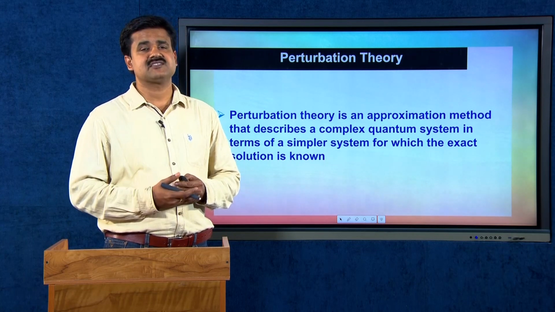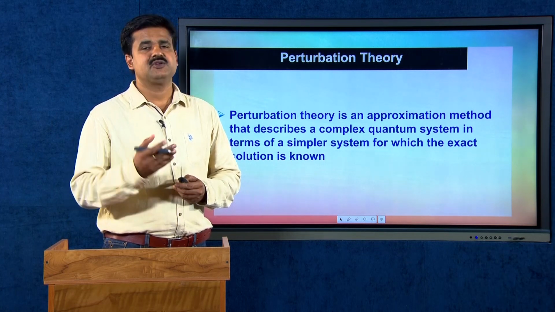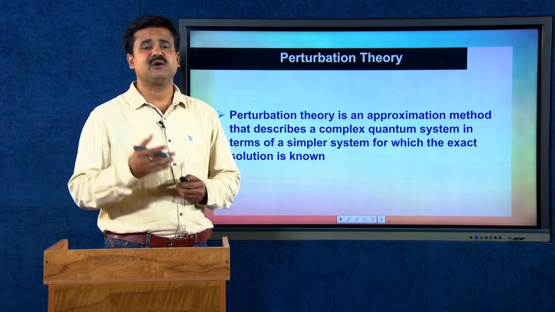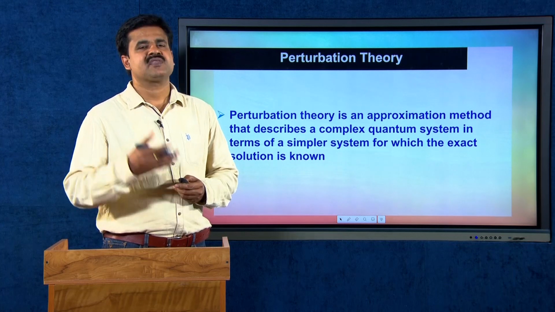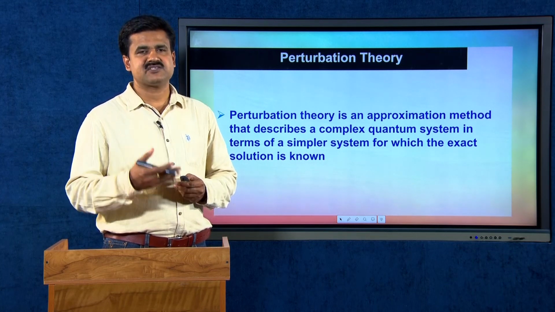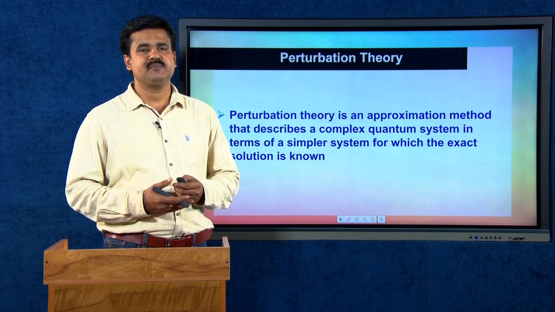However, in the variation principle we are using trial wave functions to find out the upper bound of the ground state energy of the system, and it is based on the variational principle. Here we are focusing on perturbation theory, especially the second order perturbation.